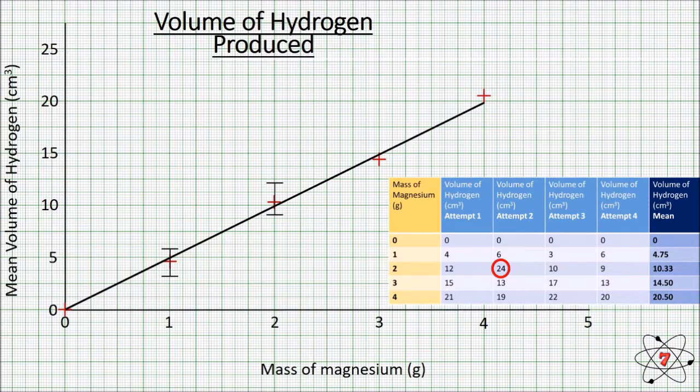For 3 grams of magnesium, our lowest point is 13 and our highest is 17. So again, we connect them. And again, we repeat this for 4.